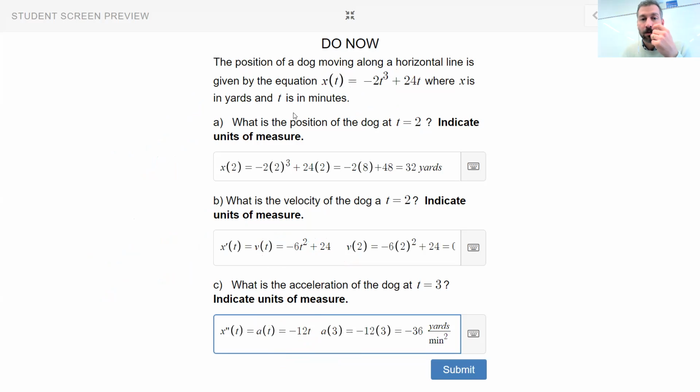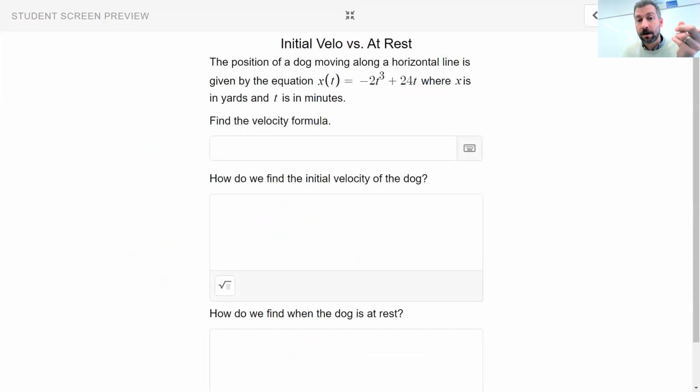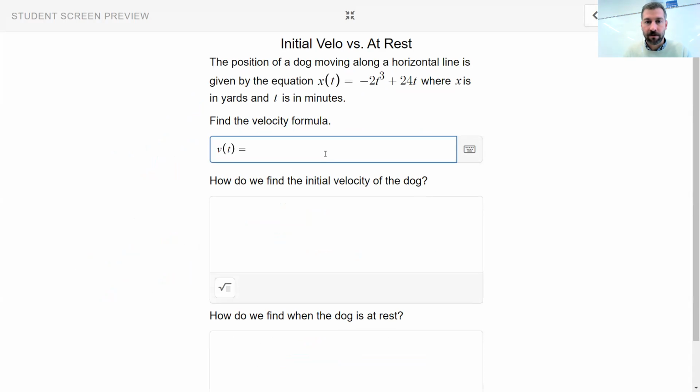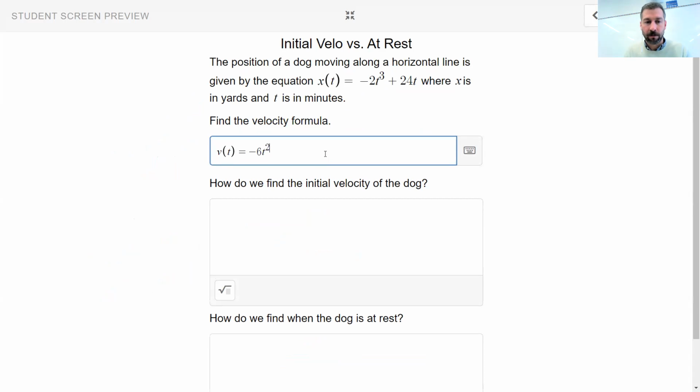What we did in class is we reviewed that, and then we moved on to a problem like this. I give you the same exact scenario with this dog moving back and forth on this horizontal line, moving left and right. But instead, I don't ask you to find the velocity at a time. I start by saying, hey, what's the velocity formula? Which prompts you to say, that's the derivative. So let's just copy down our derivative from the last page.